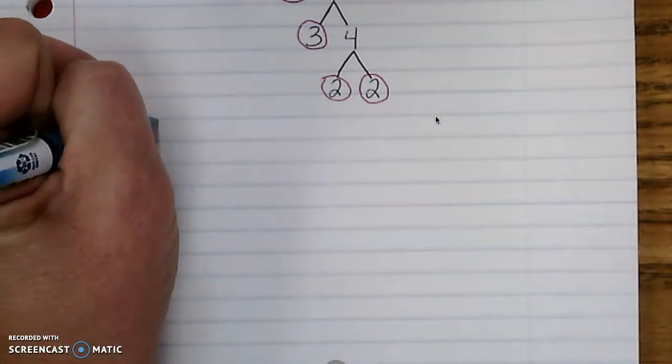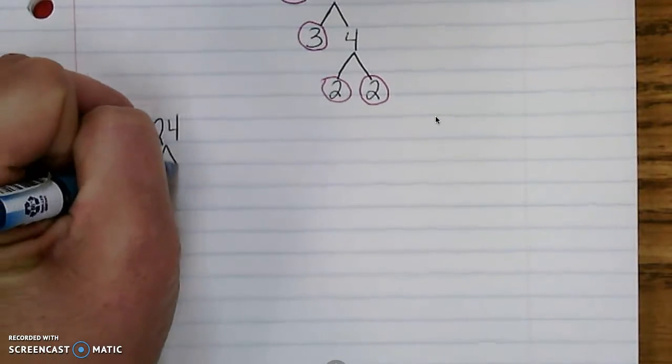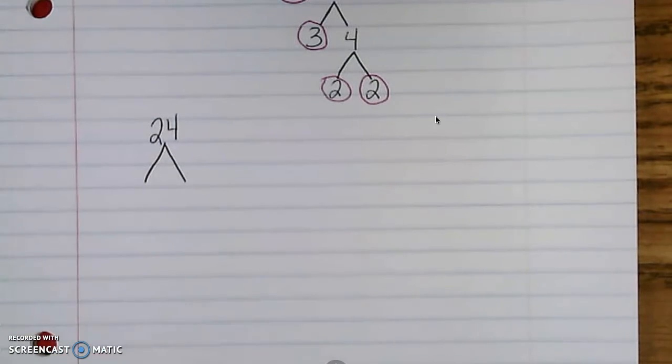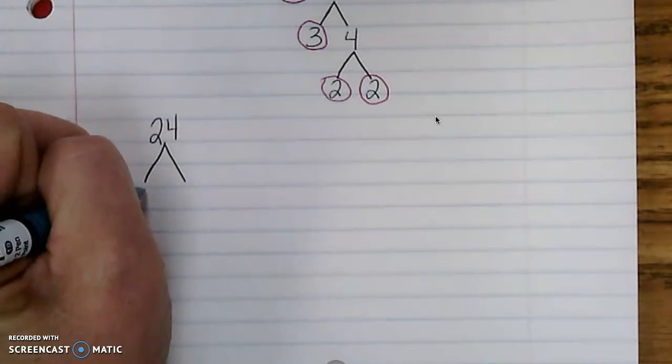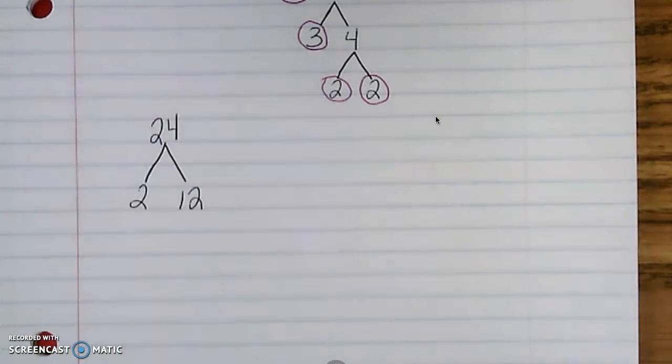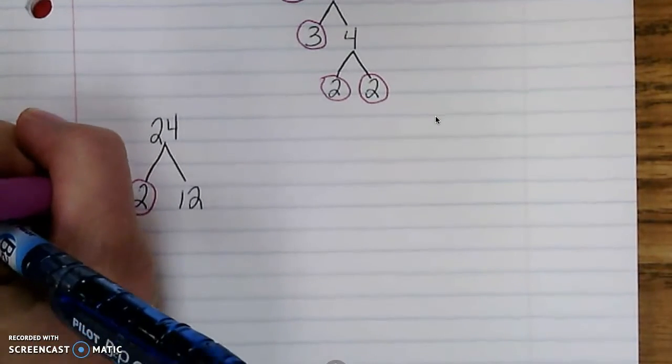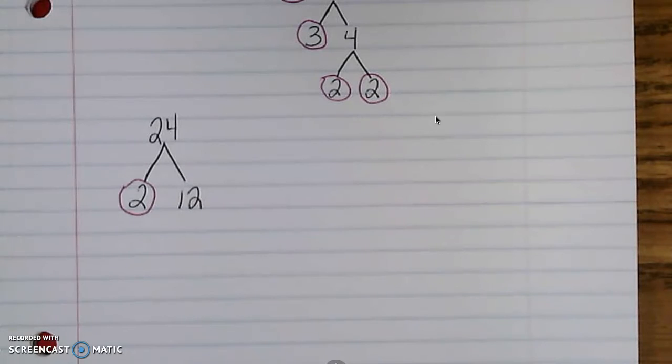Let's break down 24. Let's find the prime factors of 24. So I start with my branches for my factor tree. I can start with any factor pair. 24 has a lot of factor pairs. I could do 2 times 12. I could start with 3 times 8. I could start with 4 times 6. If possible, I like to start with a prime number. So I'm going to start with 2 times 12 because 2 is prime.